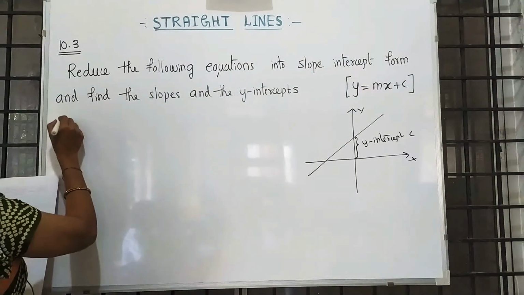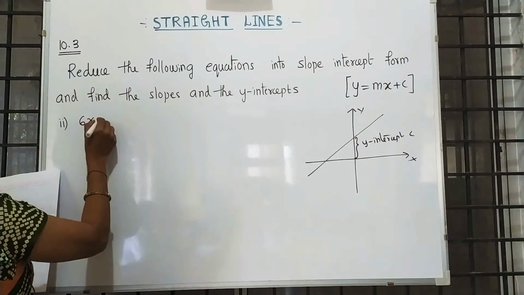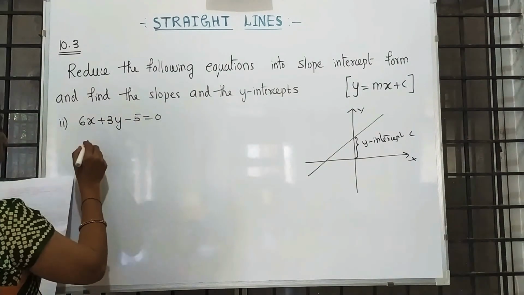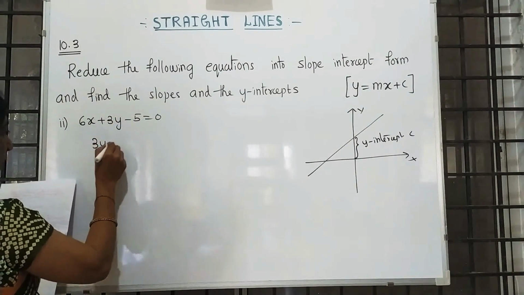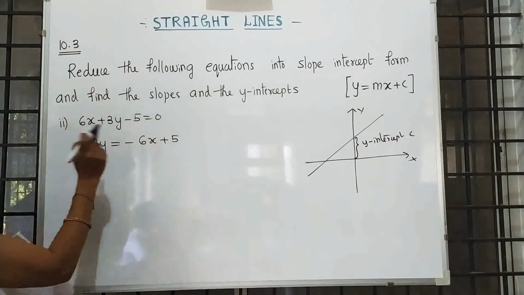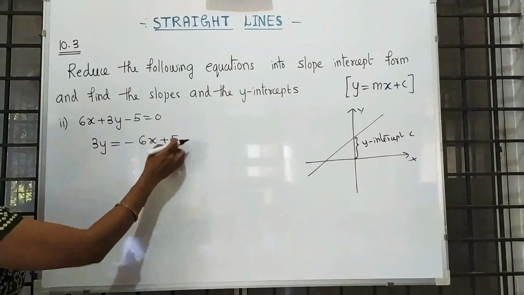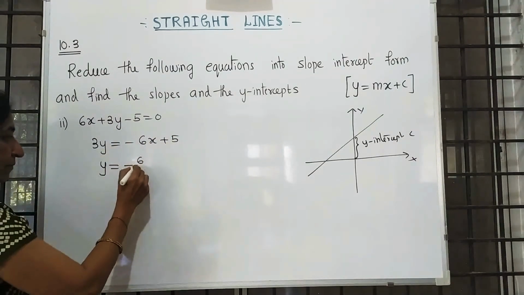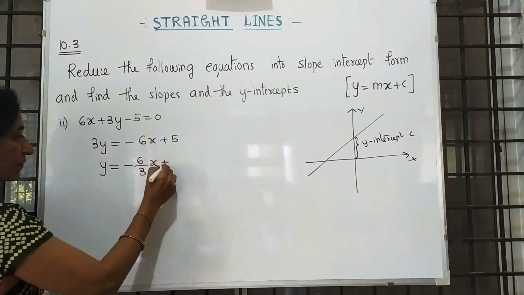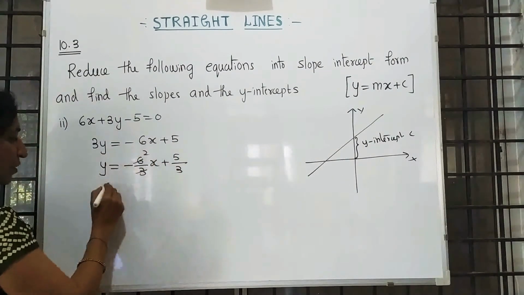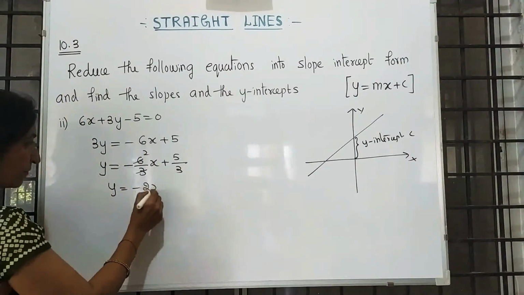Second one, 6x plus 3y minus 5 is equal to 0. So keep y on the left side, the remaining terms on the right side. Plus 6x becomes minus 6x, minus 5 becomes plus 5. Take 3 to that side. That is, each term is divided by 3. If there is any cancellation, go for that cancellation.